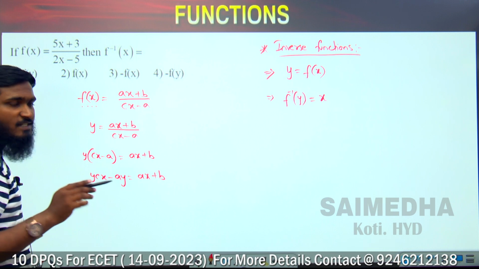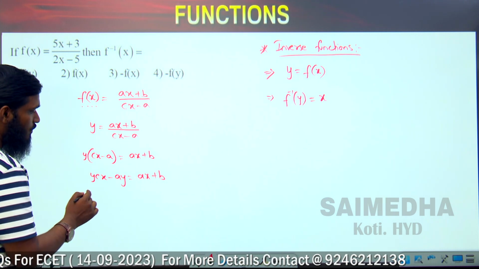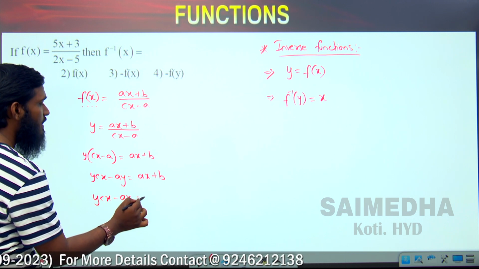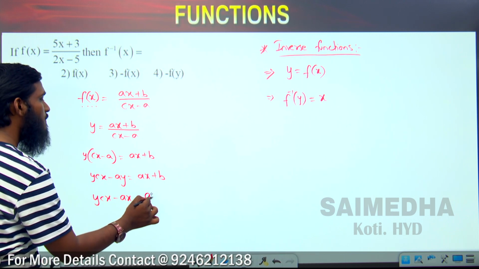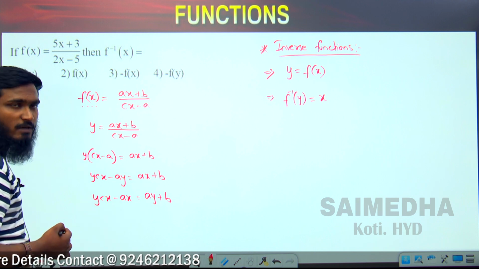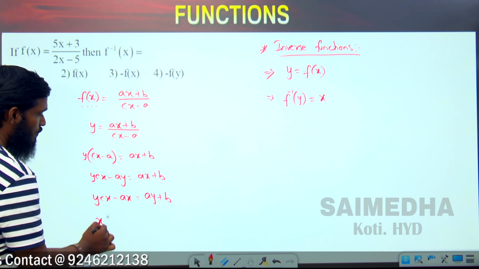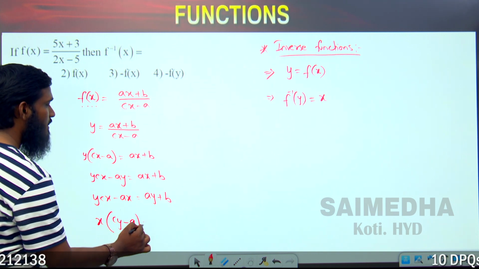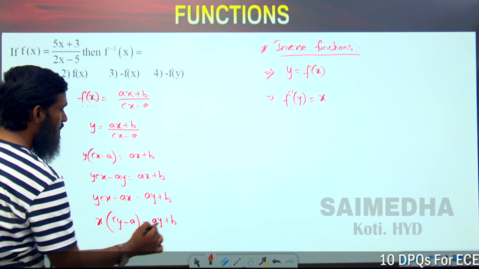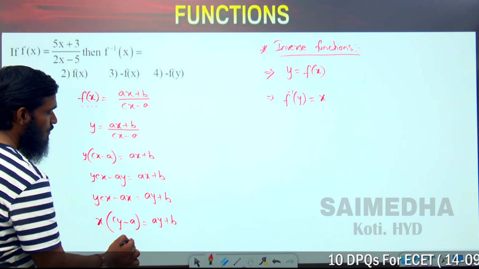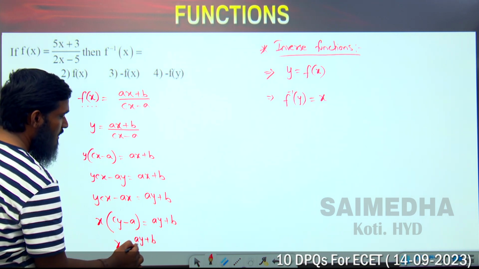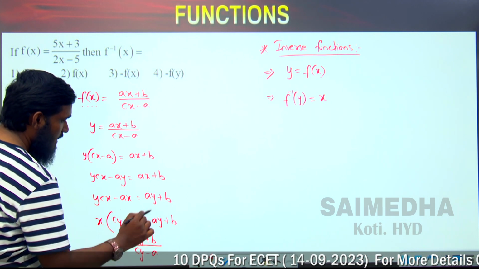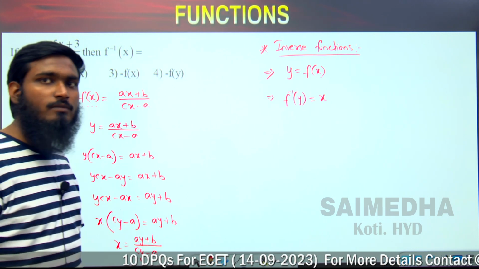If you want to find x, let us bring all the x terms to one side. So cxy minus ax is equal to ay plus b. From this we take x as common: x times (cy minus a) is equal to ay plus b. Then finally x is equal to ay plus b divided by cy minus a.